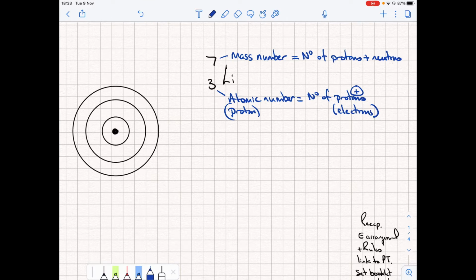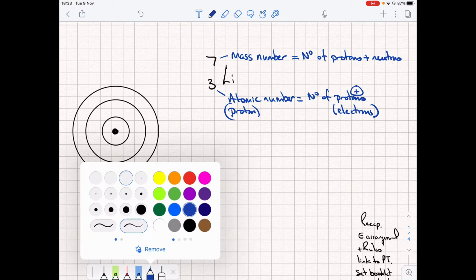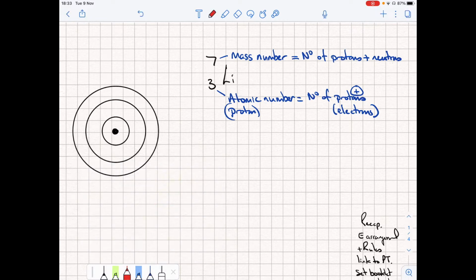So if I do this for lithium, I can see, based on this information, that I have got 3 protons. Now remember, to work out the neutrons, you do the 7 take away 3, so that's going to be 4 neutrons. And then I will also have 3 electrons, because atoms have to be neutral.